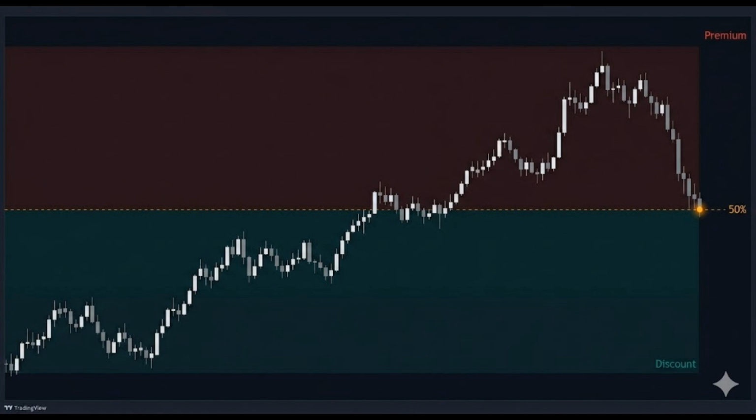This is a green light for step 2. I am in the right half of the range to be looking for longs. If price were in premium, I would close the chart and wait. Waiting is not inactivity. Waiting at the right level is the most disciplined trade you can make.